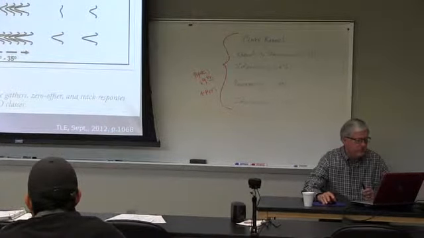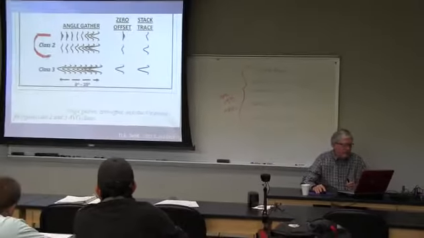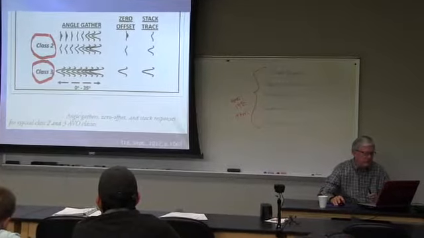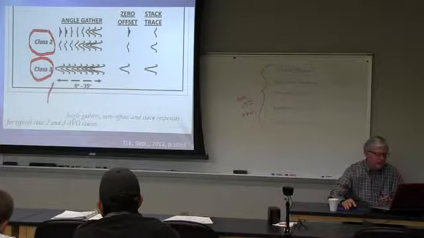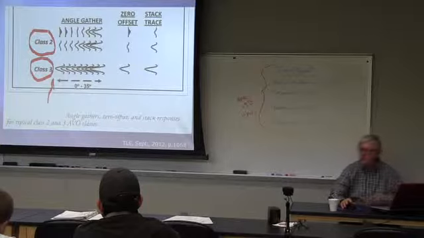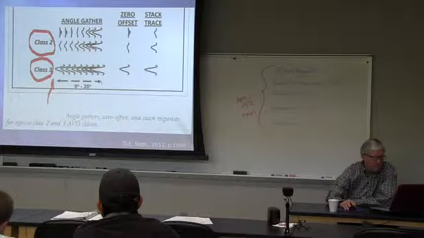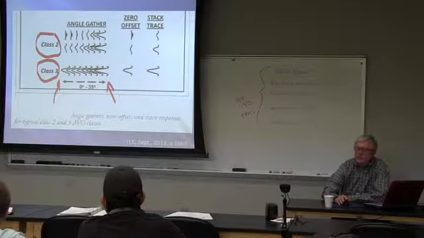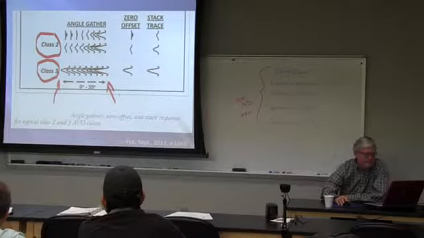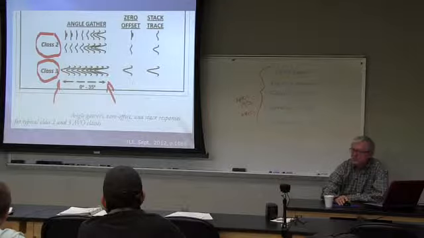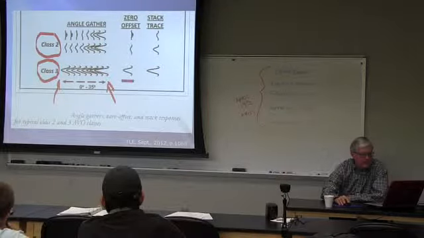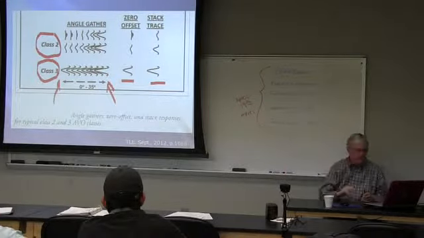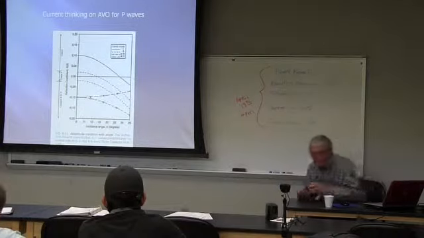Here's the class 2 angle gather, and then here's the class 3 angle gather. You'll notice on the class 3 angle gather that even the normal incidence trace is pretty big. With offset, or angle of incidence, interchangeable comment, it gets really big. So the zero offset trace looks like this. The stack trace looks like that. That's class 3.